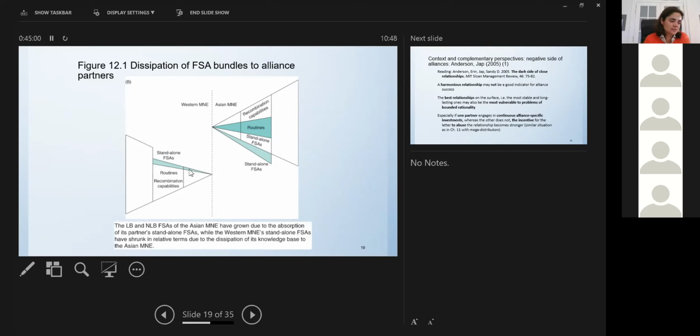Because then they say, okay, it's asymmetric. We don't get a lot out of it. They increased both location-bound and non-location-bound knowledge. So this has grown more than here. So then maybe it's a sign that the benefits of the alliance are asymmetrically distributed.